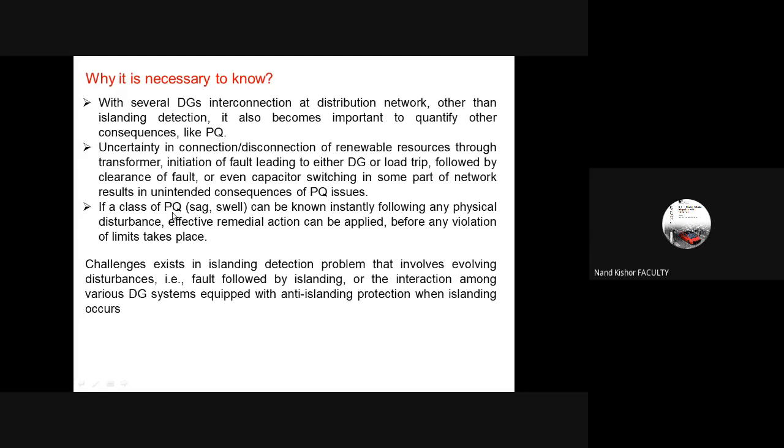And thus we should be able to detect them and then apply some remedial measures. We need to have some remedial measures in action here. Now, the challenges in the islanding detection problem involve evolving disturbance. As I said, that means, let's say, a fault followed by islanding, or the interaction among the various DG systems equipped with anti-islanding protection when islanding occurs.